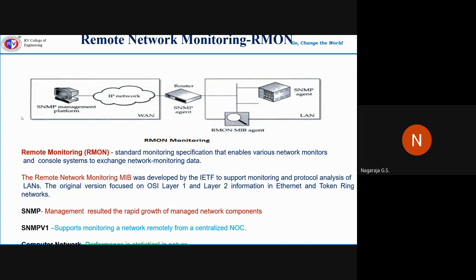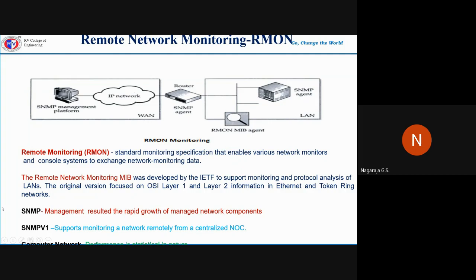The original version focused on OSI layer 1 and layer 2 information in Ethernet and token ring networks. Because the moment we talk about something you want to be monitored, analyzed, or gathered, that needs to happen at layer 2 only. I think most of the time we use this at that particular layer.